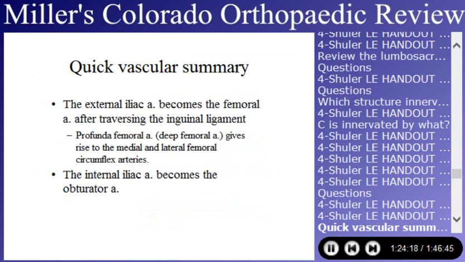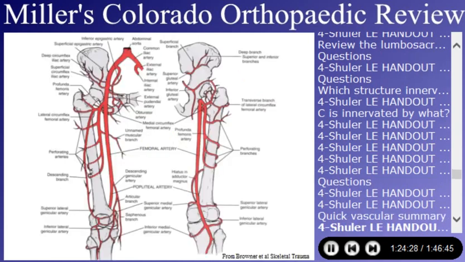Quick vascular summary. External iliac becomes the femoral artery after traversing the inguinal ligament. Profunda femoral artery gives rise to the medial and lateral femoral circumflex arteries. Medial femoral circumflex is the one to know. It goes up, then curves around, goes up to the lateral epiphyseal artery, which supplies your head. And we're going to cover the blood supply to the head here. Internal iliac becomes the obturator artery. Shown here on diagram from Browner's text.